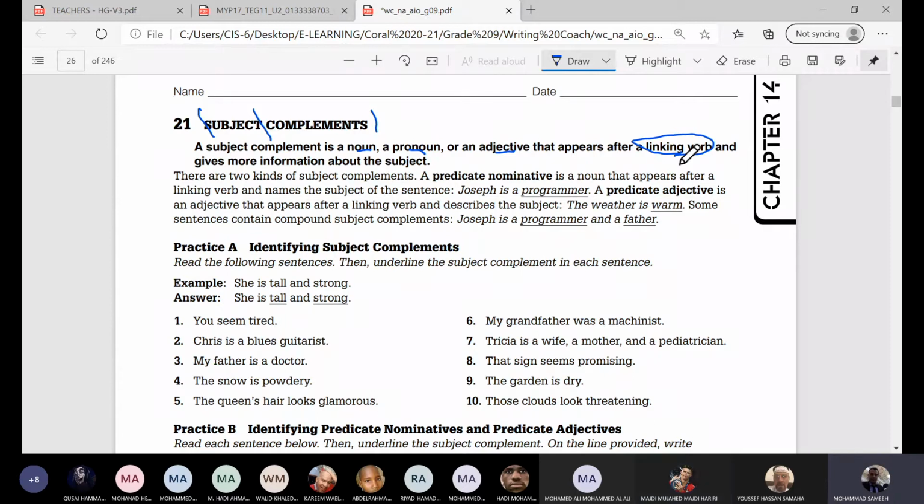So the subject complements, Ya Muhammad, Ya Hadi, are predicate nominatives, noun or pronoun, and predicate adjectives, adjectives. So if it's a noun or pronoun, we call the subject complement predicate nominative. If it's an adjective, we call it predicate adjective. So the main title, the main heading is subject complements. The subtitles are predicate nominatives and predicate adjectives. The predicate nominative is a noun or pronoun. The predicate adjective is simply an adjective.